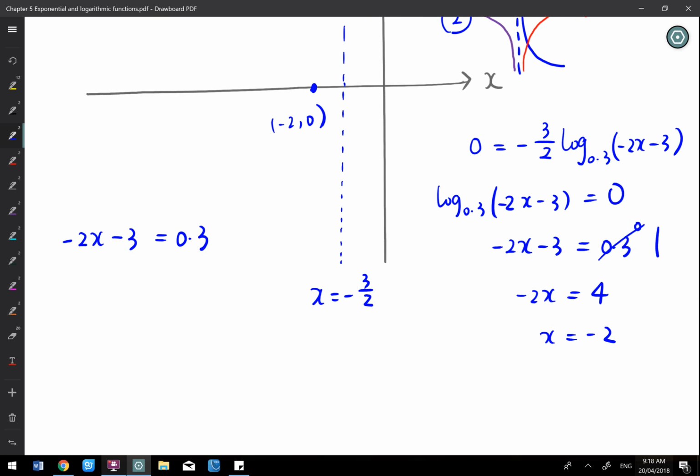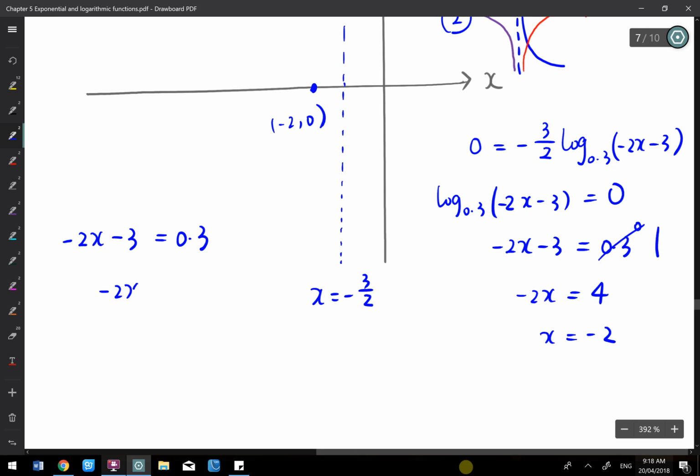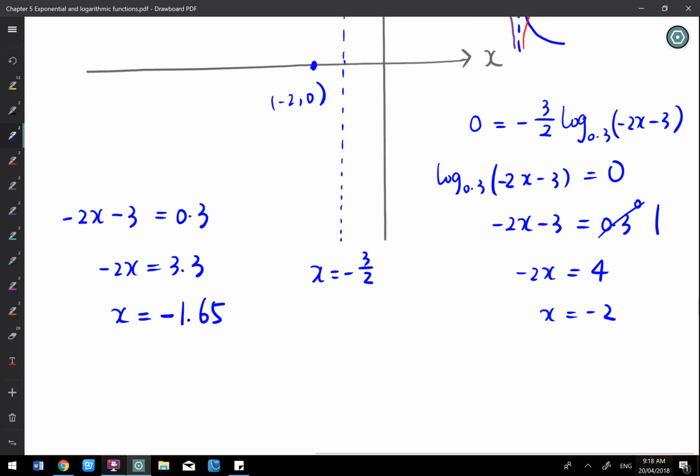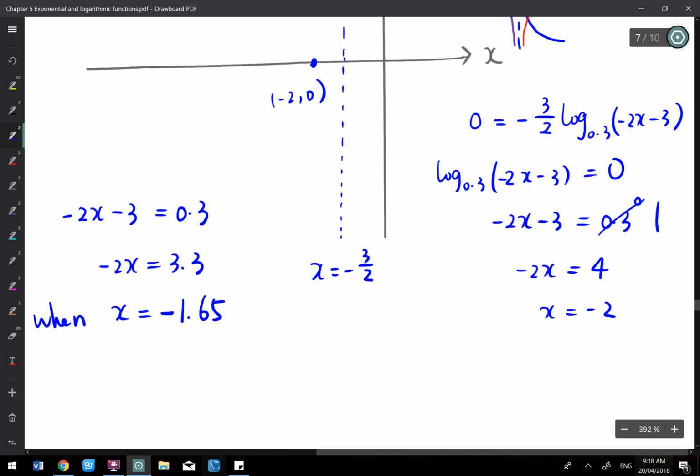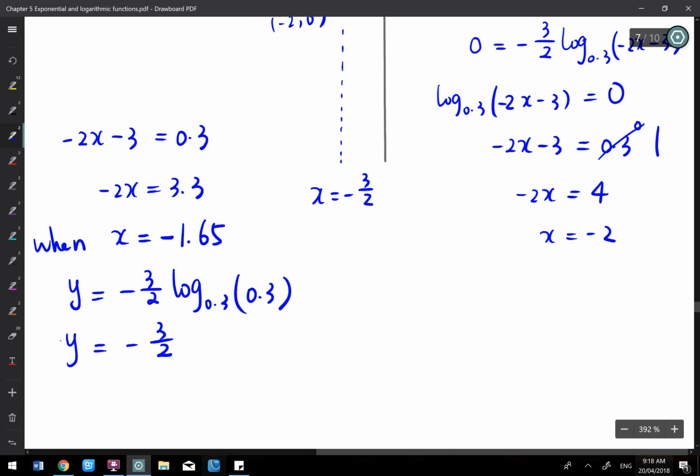Which x can give you 0.3? So minus 2x equals 3.3, then x equals minus 1.65. Okay, minus 1.65. So when x equals minus 1.65, y will be minus 3 over 2 log base 0.3 of 0.3, so y will just be minus 3 over 2. So the x value is that, the y value is that.